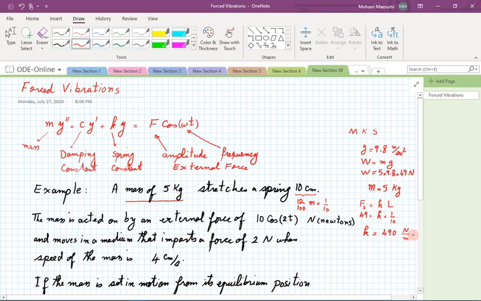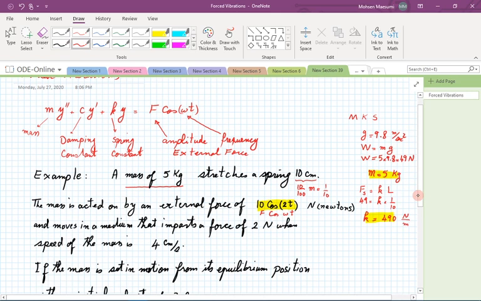Okay, so far we have our m, that is a crucial aspect. We figured out our k. Next item. The mass is acted on by an external force of 10 cosine of 2t. So that is just telling us that is that. So 10 cosine of 2t, let's mark it, that's our F cosine of omega t. This is F cosine of omega t for me.